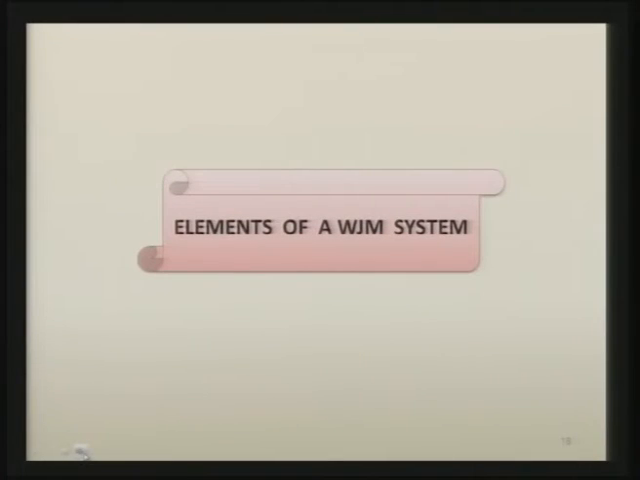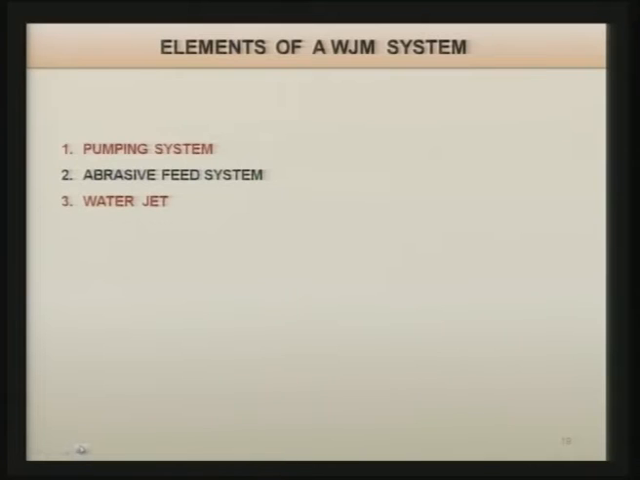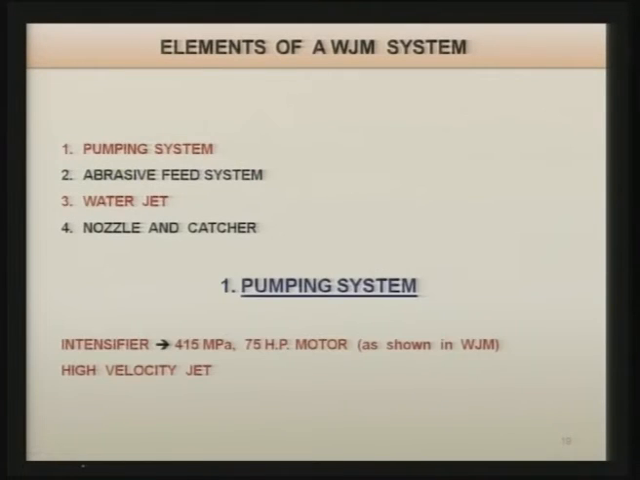Let us see what are the various elements of abrasive water jet machining system. First one is the pumping system, another is the abrasive feed system, water jet, nozzle and pressure of the water as high as 415 megapascal or so, for which the motor of around 75 horsepower is used. It gives the high velocity jet.